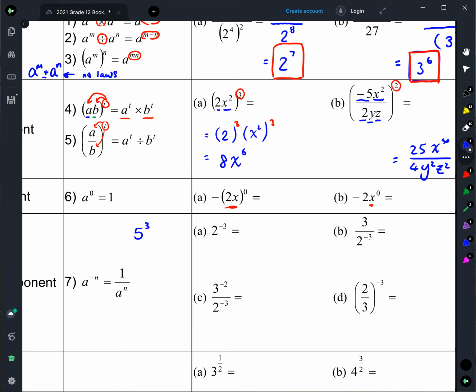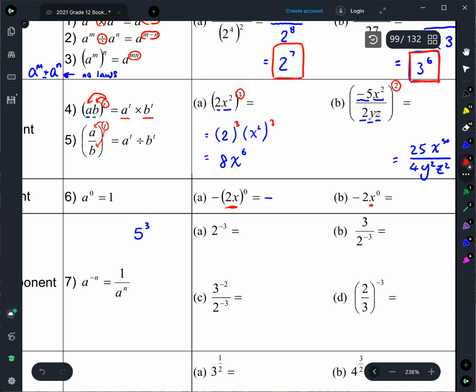So if there are no brackets, the only base that we have is the x. So exponent affects the base only. So for question A, the negative at the front is not part of the base, so it will just stay there all the time, okay? And then for the base, that's 2x because it has an exponent of 0, so it turns into 1. Okay? So whatever part that is not part of the base, it won't change. It won't be affected. So for question B, the negative 2 is not the base. So negative 2 will stay there.